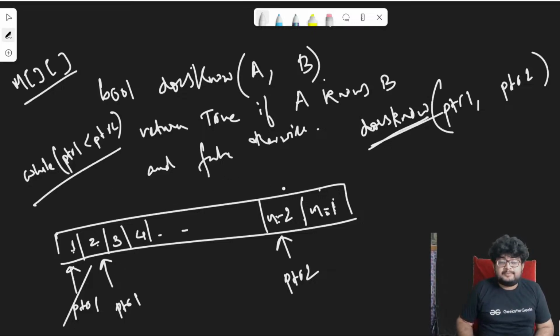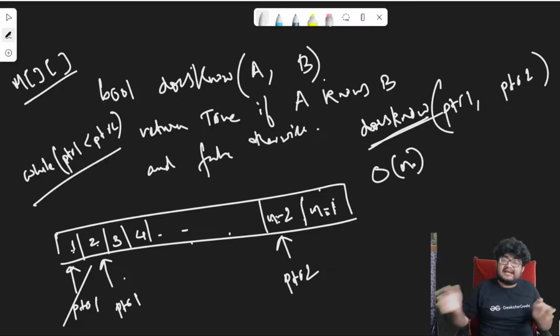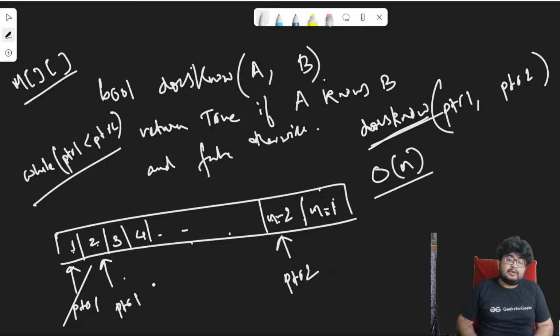Now this brings us to the conclusion that does know can only return true or false, and in both cases we are either increasing ptr1 or decreasing ptr2. Thus we are reducing one element in our search space every iteration. So the total time complexity will be order of n, because every time one element is removed from the search space. What is the space complexity? Only 2 pointers are needed, so it will be order of 1 space complexity.